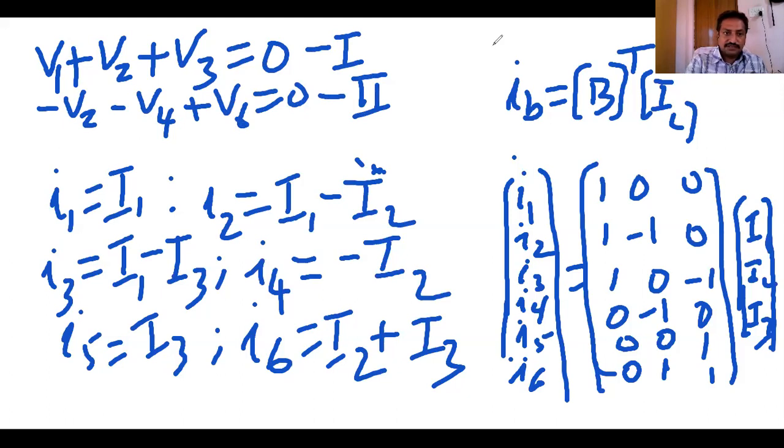These are the branch voltages, algebraic sum of branch voltages. Minus V3 plus V5 and plus V6 is equal to 0.